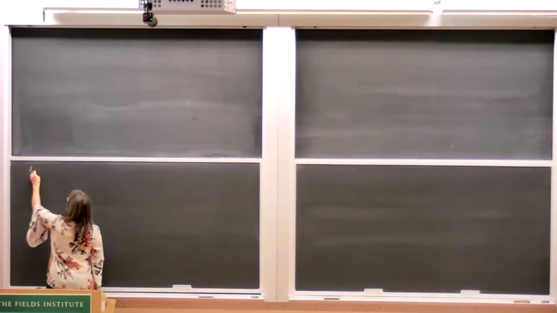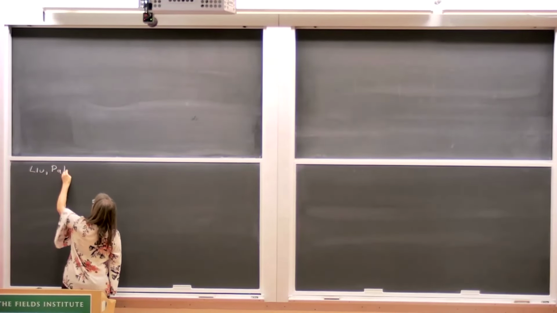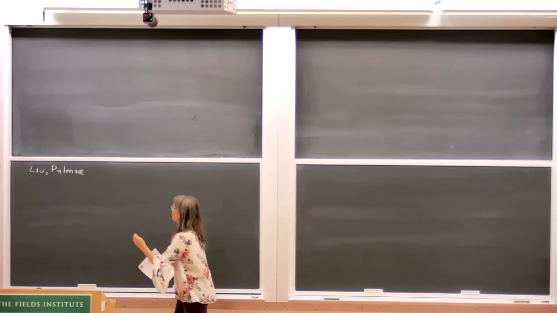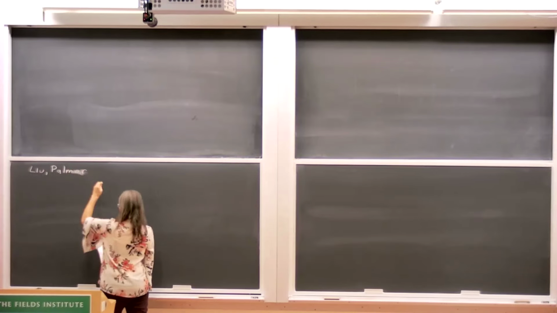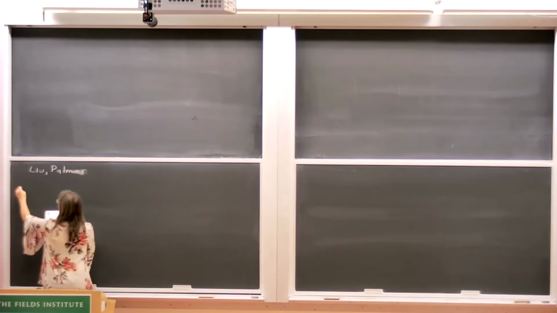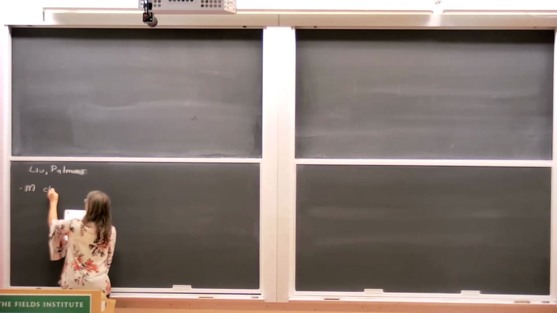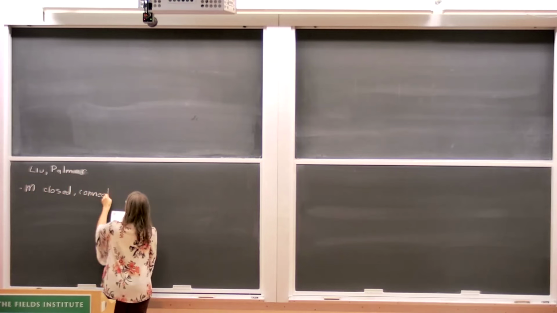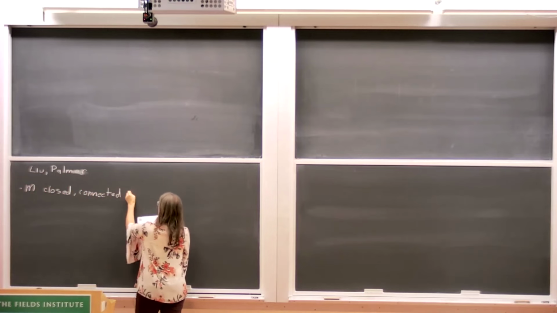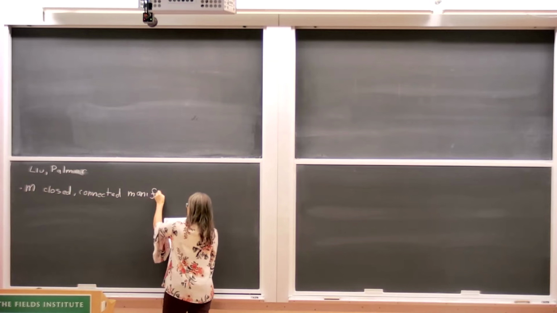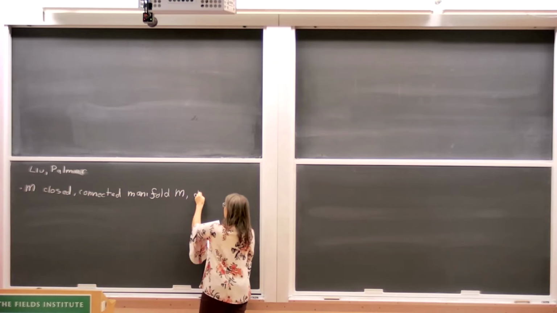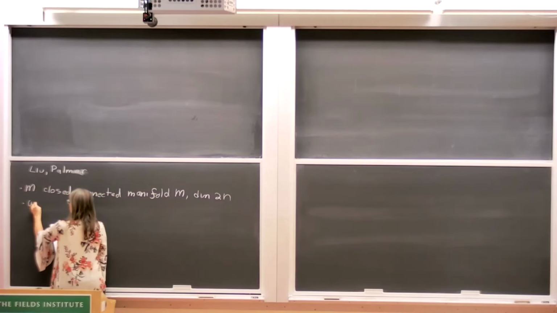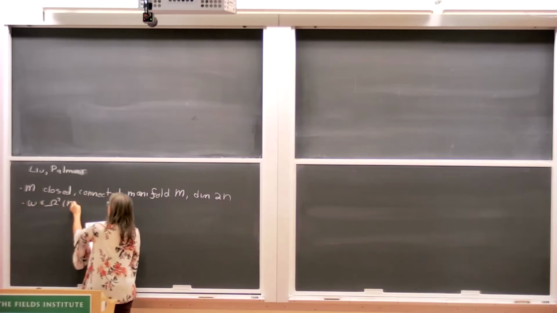So I should start out by saying this is joint with my graduate student, Jason Liu, and my postdoc, Joey Palmer. Okay, so we're going to start out with the basic objects. We have a closed connected manifold M. And we'll always be working with these assumptions. And we're going to have a symplectic form.